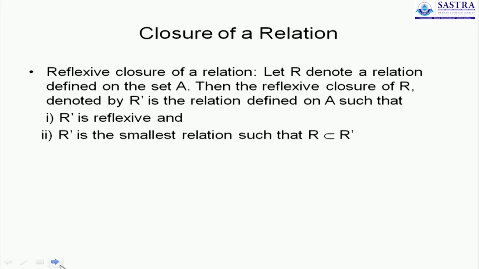We'll wind up this session with a couple of definitions on the closure of a relation. If R is any relation, then on it we can define something called the reflexive closure, which is another relation. Let R denote any relation, then R dash, namely the reflexive closure, is another relation such that it meets these two conditions. Number one, it must be reflexive. We can recall what the reflexive relation is. Any element should be paired up with itself. Only then the relation becomes reflexive. And number two, R dash must be the smallest possible such relation.